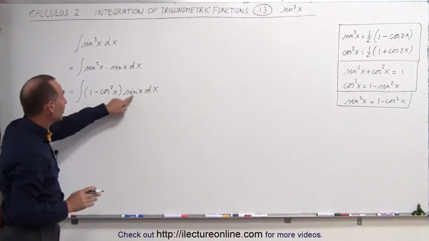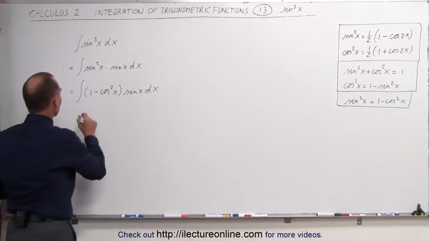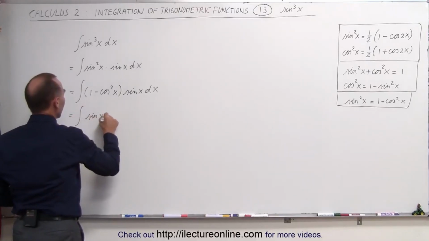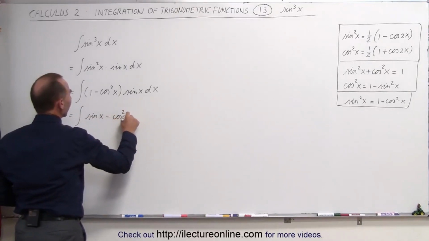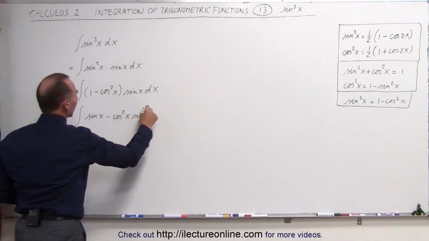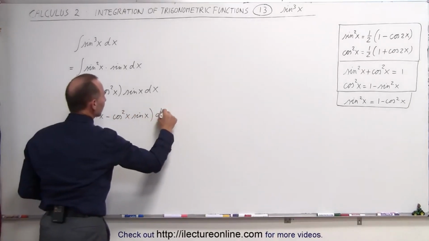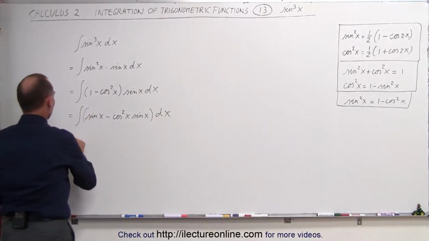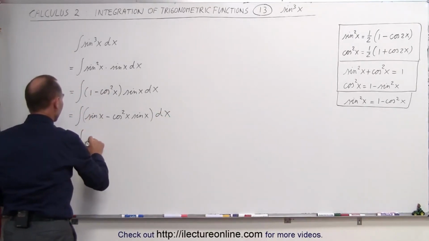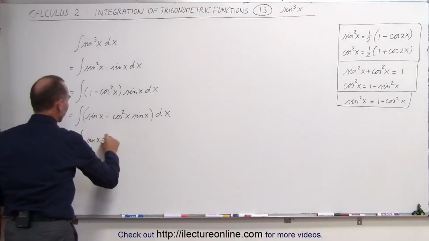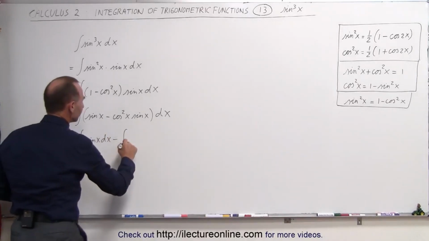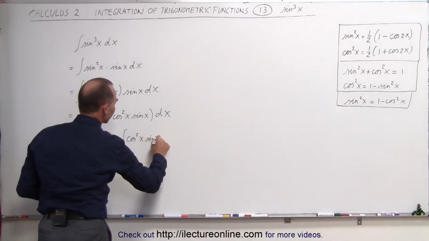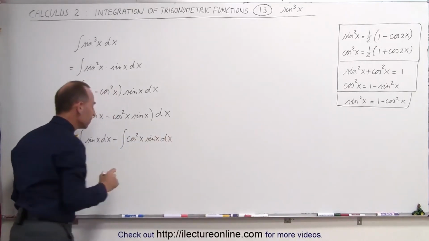Now we're going to multiply the sine of x through with these two terms here. This gives us the integral of the sine of x minus the cosine square of x times the sine of x, the whole thing times dx. And now we have two separate integrals. We can separate those. This can now be written as the integral of the sine of x times dx minus the integral of the cosine square of x times the sine of x times dx.